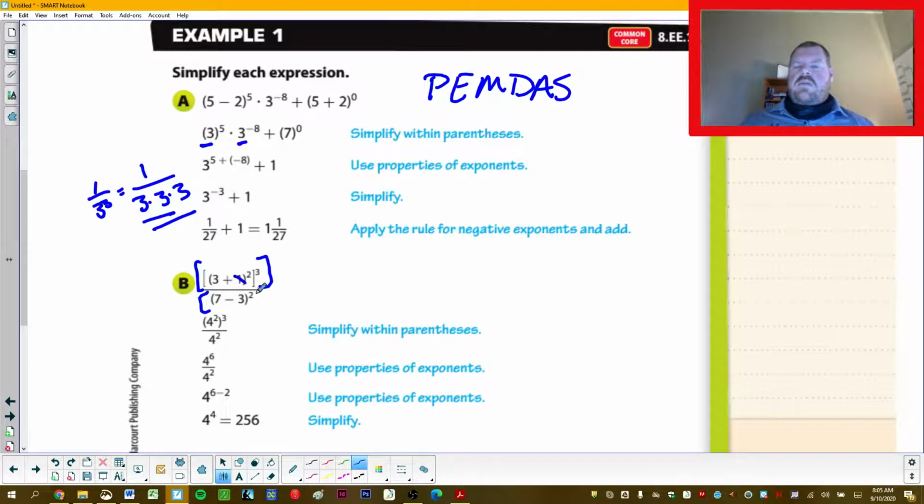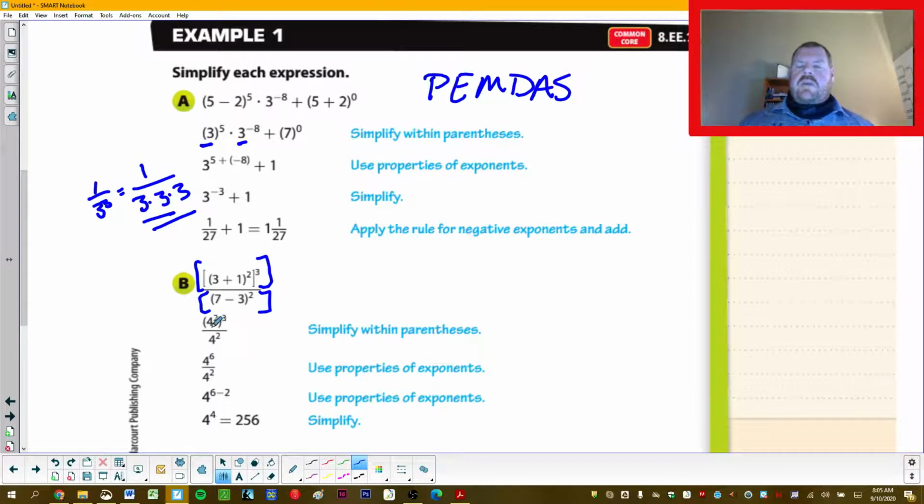I need to turn those off. Oop, don't get rid of that. So hidden parentheses on the top and on the bottom. So the 7 minus 3 is 4 as well.